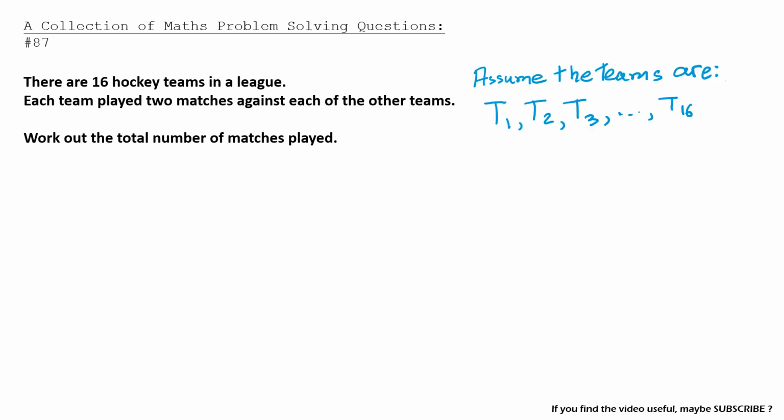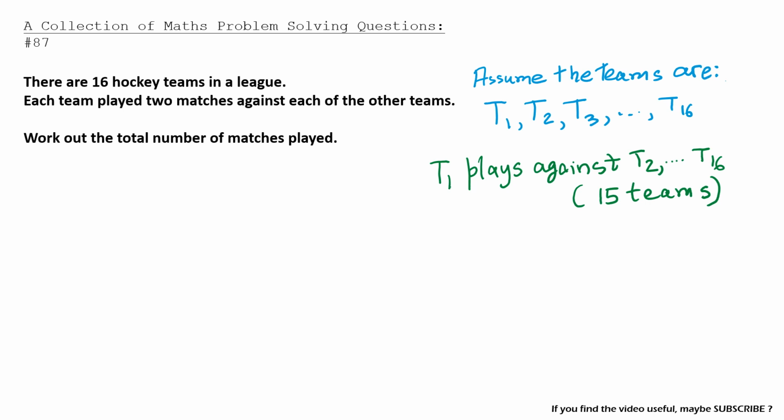So the first thing we do is we assume that the teams are T1, T2, T3 and so on to T16, just to give them a name. And each of these teams is playing against each of the other teams, and they're playing it twice. So we don't take the twice first, just to understand the question. T1 plays against T2 to T16, so that would mean it plays against 15 teams. So there are 15 matches.